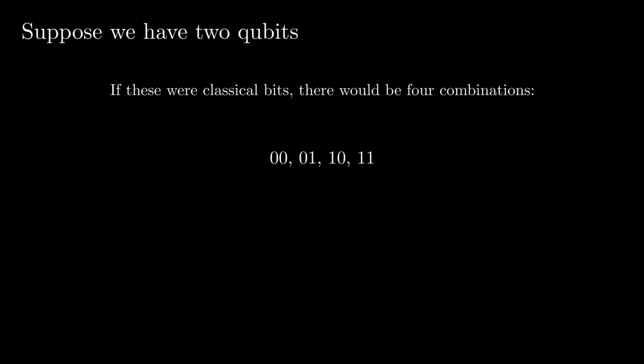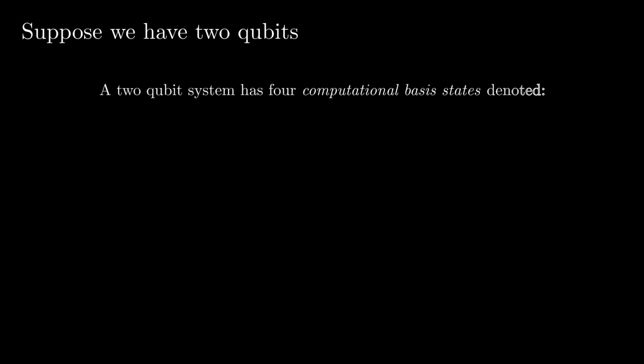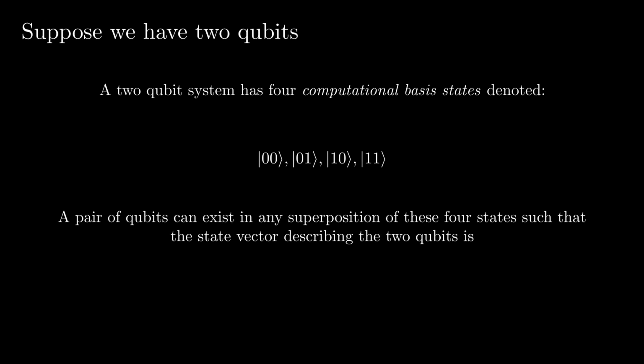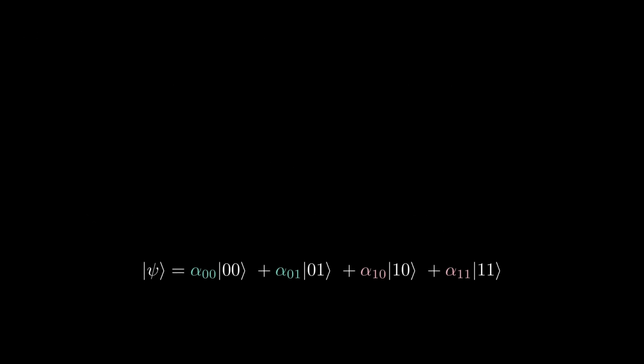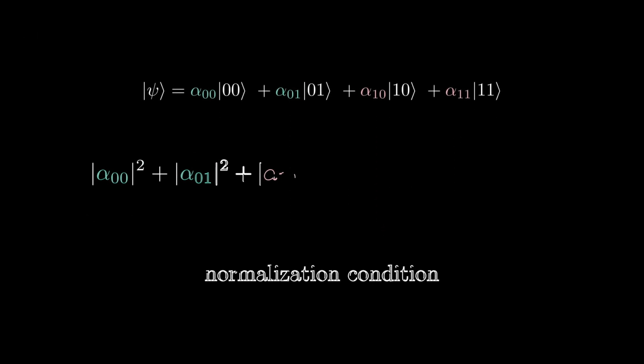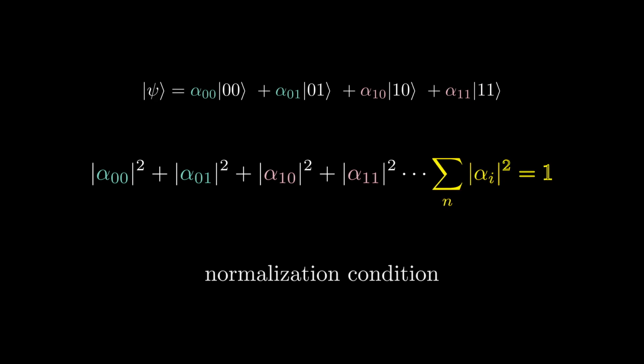Suppose we have two qubits. If they were classical, we'd have the following combinations: 0,0, 0,1, 1,0, and 1,1. A two-qubit system has 4 computational basis states, denoted the same. However, the new state vector is defined with coefficients for every combination of the qubits. As a result, each of these coefficients squared must sum to 1. This implies that no matter the dimensions of the state vector, its norm must always be 1, and this is known as the normalization condition.